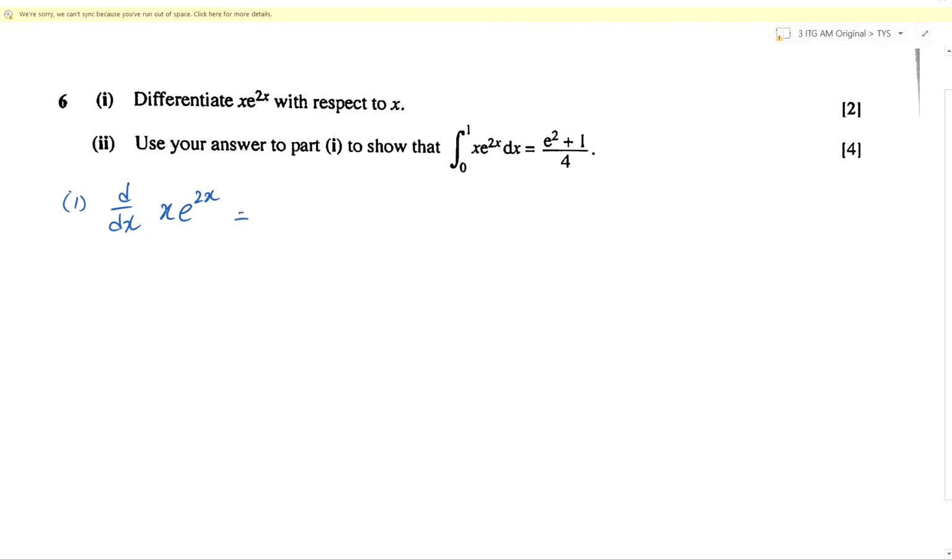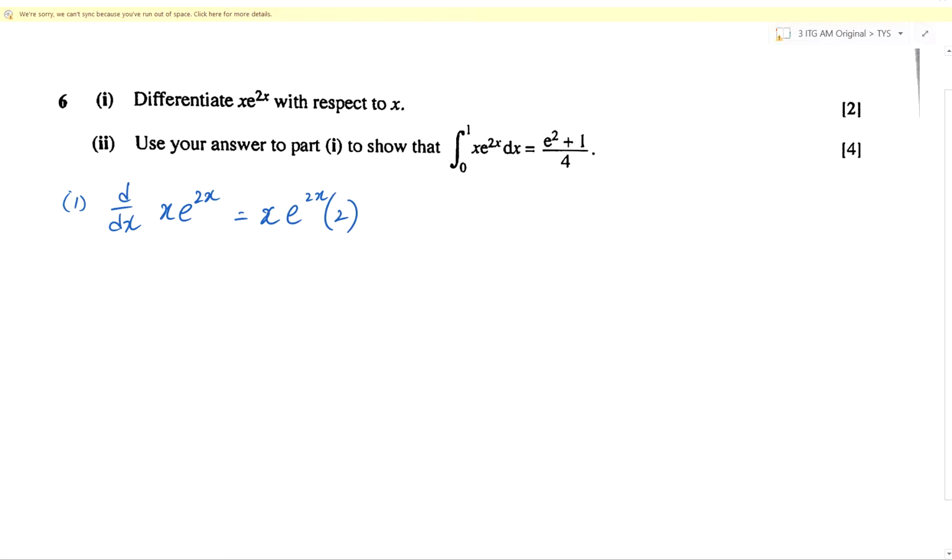Now I see that this is a product of two terms. Here we have x, or rather two functions. The other is e to the power of 2x. So clearly I must use my product rule. Copy the first function, which is x. Now I'm going to differentiate the second function. When you differentiate e to the power of anything, just copy it down. You have e to the power of 2x. Now we have to multiply this by differentiating the power of e, which is 2x. Differentiating 2x gives us 2.